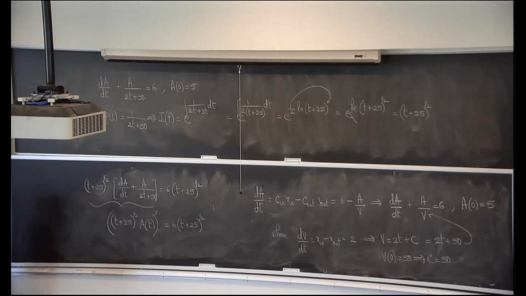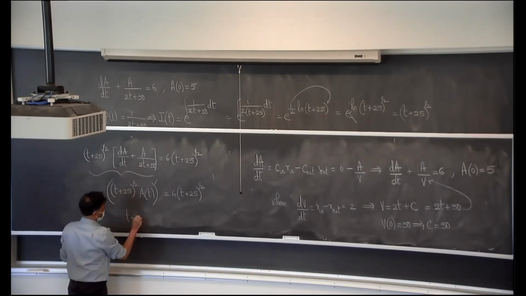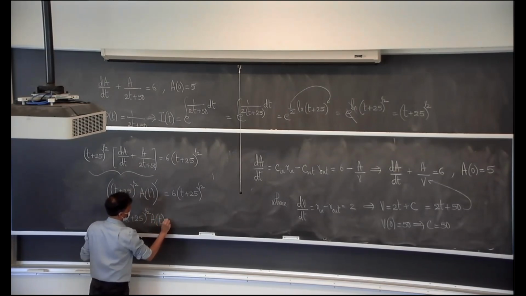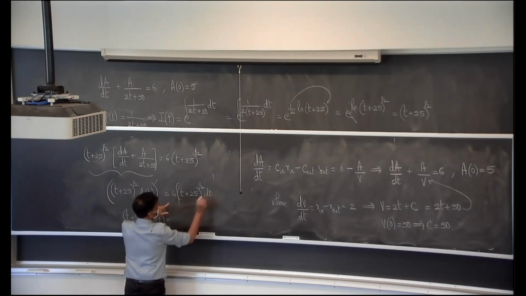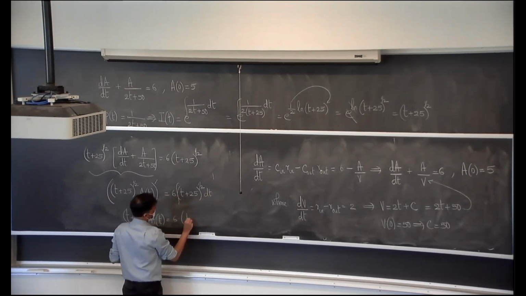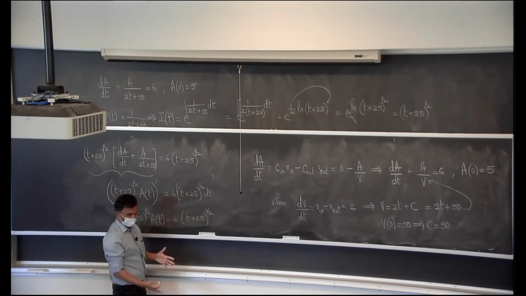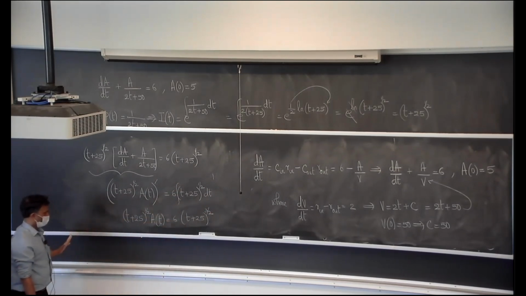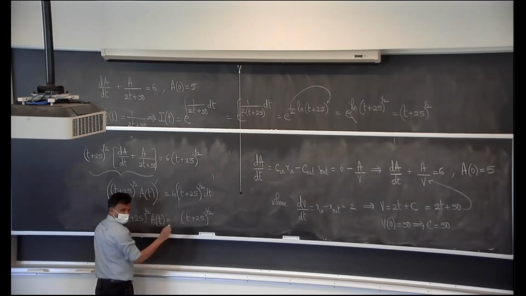Now you can integrate both sides. The left-hand side would be just this block here, t plus 25 to the power of a half times A of t. And the integral of this with respect to t would be 6 times t plus 25 to the power of 3 half divided by 3 half. And when you divide 6 over 3 half, that becomes I'm thinking 4, is that right?